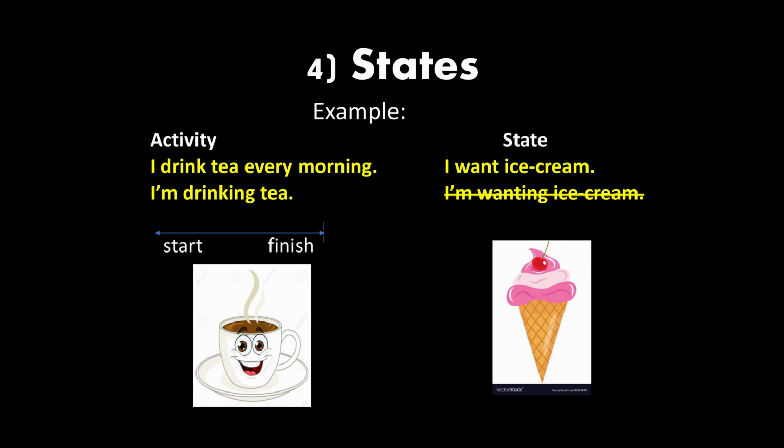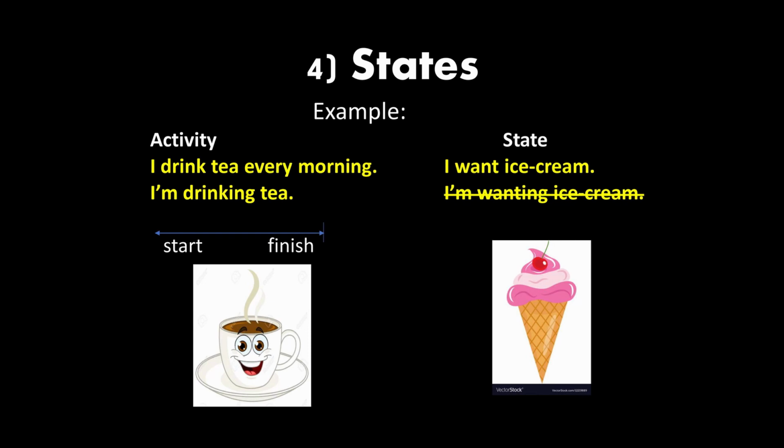Well, to understand why that is, you need to know the difference between activities and states. An activity is something that we do physically. It's an action. The verb drink is a real physical action. It starts when I start drinking. It happens continuously. And then it finishes. With this type of verb, you can use both simple and continuous forms.